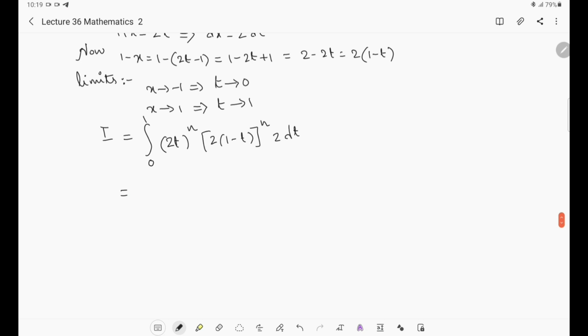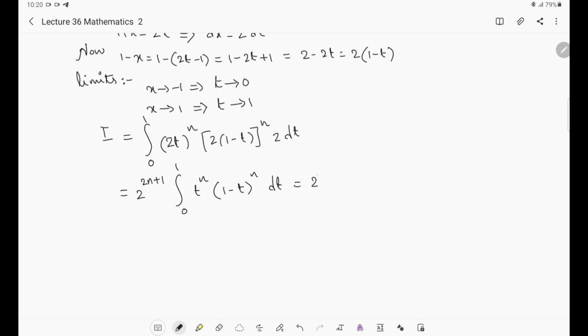This is equal to, see, 2 power n is here in this term, and in this term also 2 power n is there. So we get 2 power n plus n, which is 2 power 2n, and 2 power 1 will also be there. So finally we will get 2 power 2n plus 1. Then the remaining integral is 0 to 1 t power n (1 minus t) power n dt.